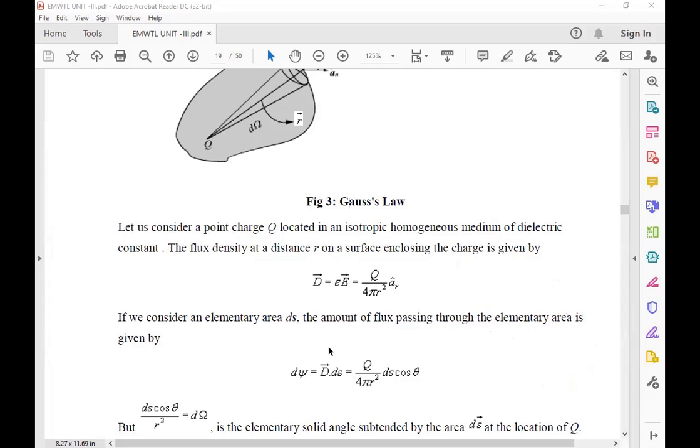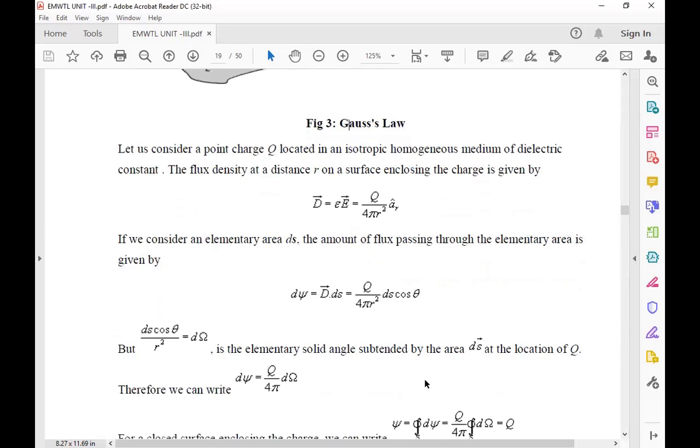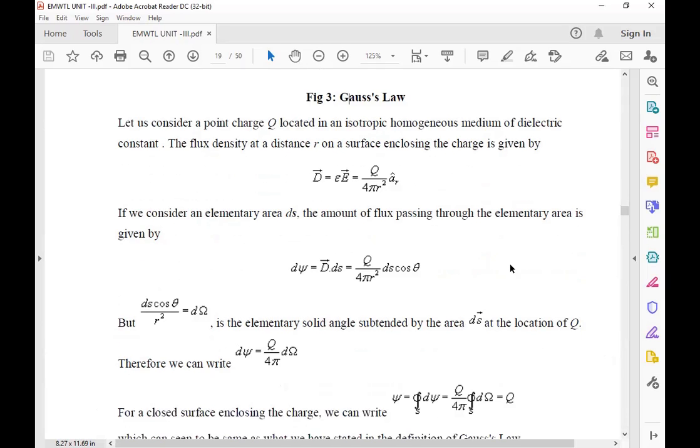So the differential flux d psi is equal to, using this formula, D bar dot ds bar, q by 4 pi r square into ds cos theta. But ds cos theta by r square is the elementary solid angle subtended by an area ds bar at the location of q. Therefore, we can write d psi is equal to q by 4 pi into d omega.